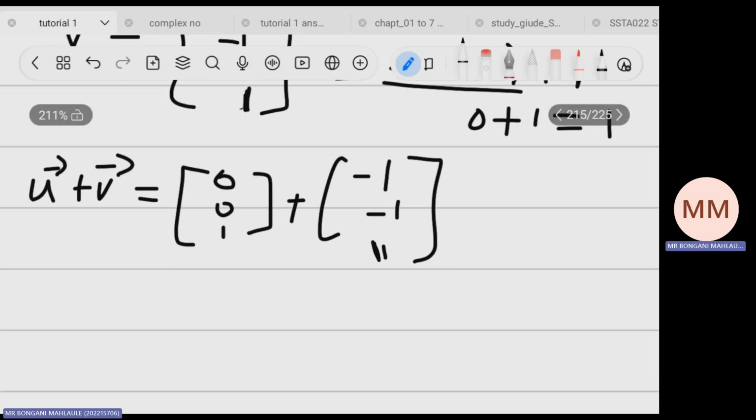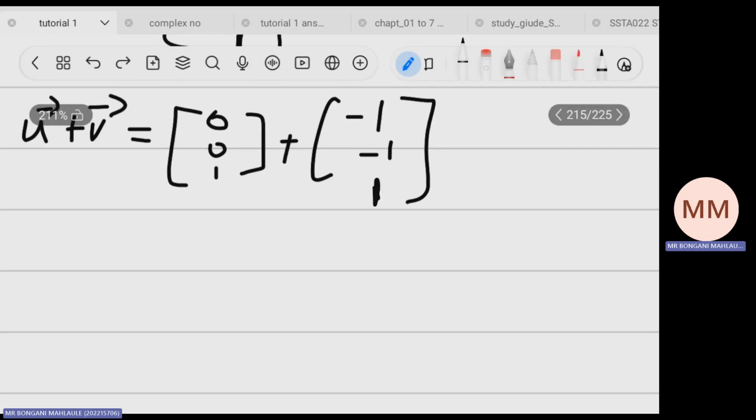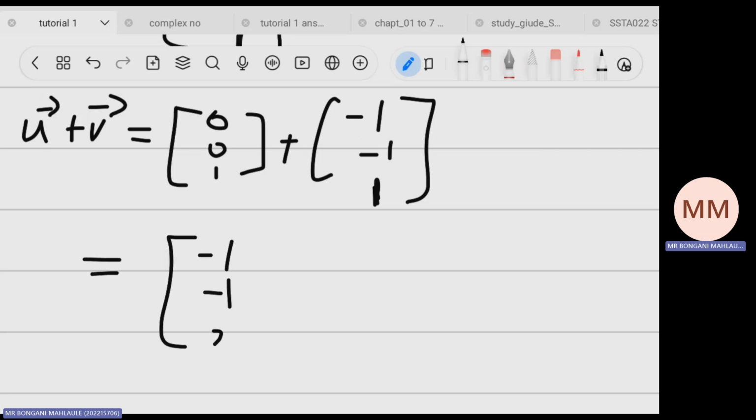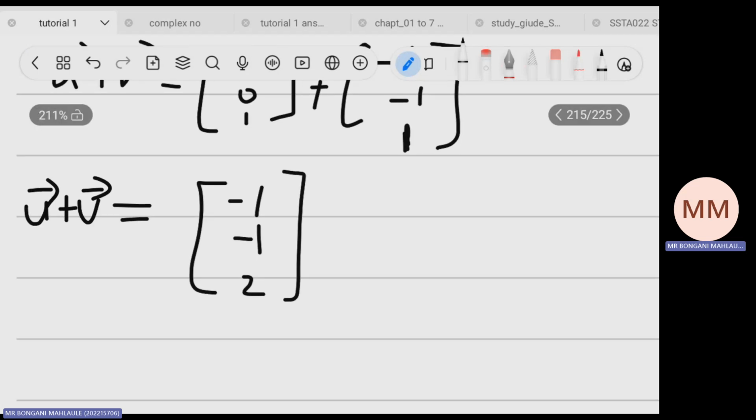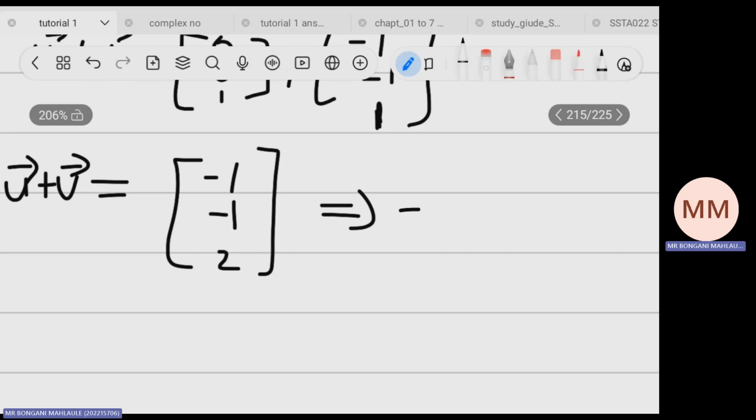So you add this. So you'll get negative 1, negative 1, 2. So we're going to check now if that condition is met. Our C is now 2.